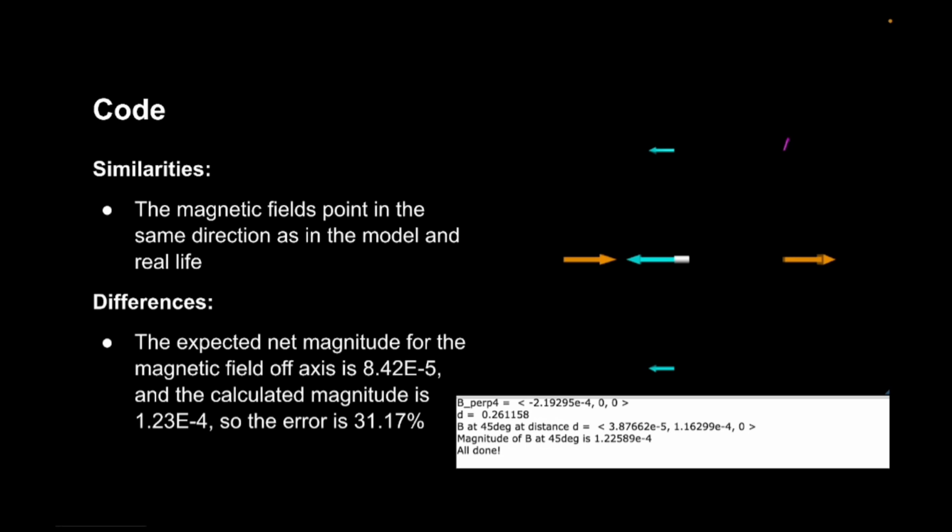Some similarities are that the magnetic fields are pointing in the same direction in the model compared to real life, what we found. But some differences are that the expected net magnitude for the magnetic field from the data table was 8.42 e negative 5, and the calculated magnitude is 1.23 e negative 4, so the error is about 31.17%.